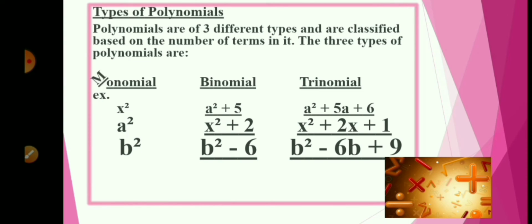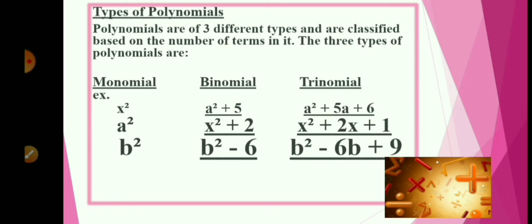Take a squared plus 5, so it has two terms, a squared and 5. We use the operation addition. So in number 1 we use the addition operation, in number 2 the addition operation, and in number 3 we use subtraction. So this is the operation. You combine the two terms.